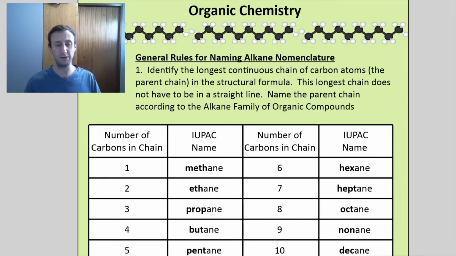All right, here we go, learning about how to actually name and then draw alkanes. So alkanes are hydrocarbons that have single bonds between carbons. So we don't have any double bonds, any triple bonds. It is only single bonds.